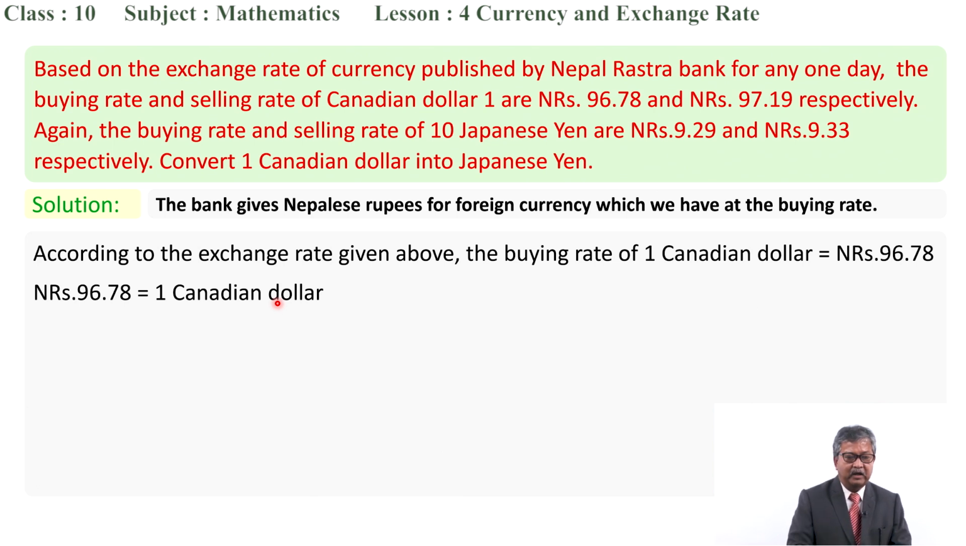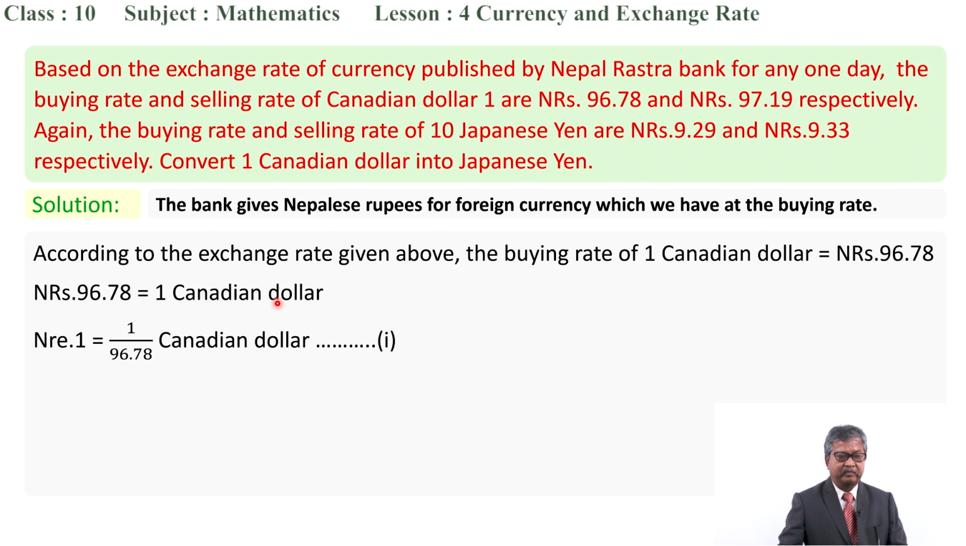So now we are going to change it: in 1 rupee, how many Canadian dollars? In 1 rupee, 1 by 96.78 Canadian dollar. So we exchange the 1 Canadian dollar on this rupee, then we convert in 1 rupee, how many Canadian dollars? Now here we are going to convert the Canadian dollar into Japanese yen.